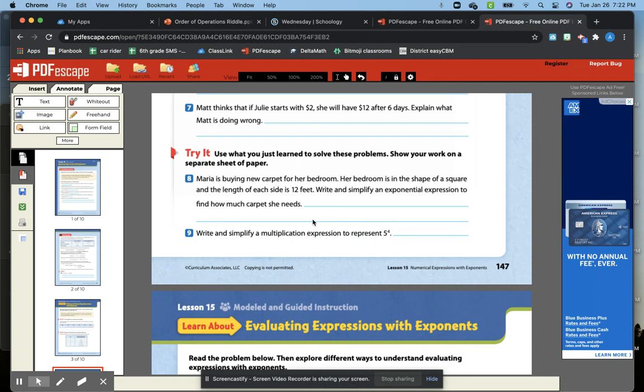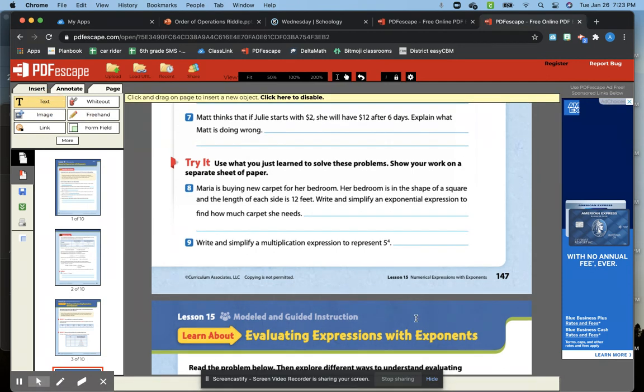So to find the carpet, we want to figure out how much area the carpet will cover. We know area is length times width. So it's a square, so we know our length and our width are the same. So if area equals length times width, for the square, we have 12 times 12.